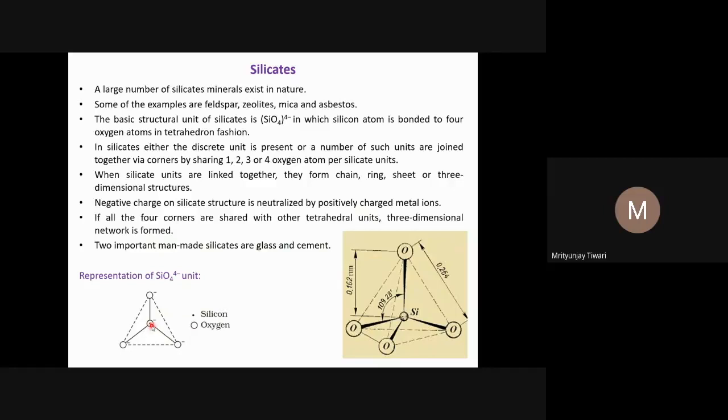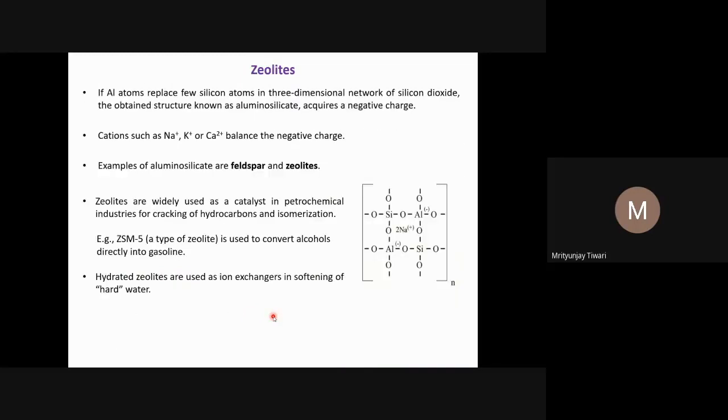So this circle represents the oxygen atom, and this dot represents silicon, and there is a negative charge on this oxygen atom, and not on the silicon, and three other oxides are there. So oxygens are actually represented as the circles in this representation.